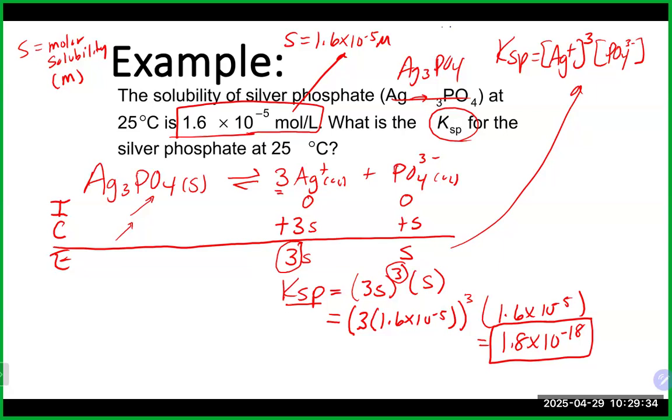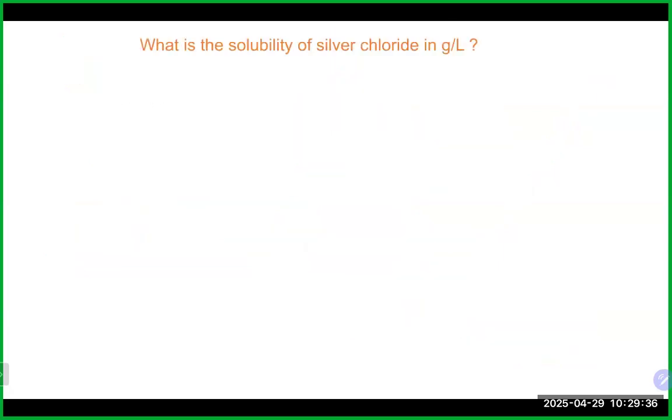Okay, so let's take a look here at another one. So why don't you try this one? What is the solubility, let's go in grams per liter, of silver chloride?